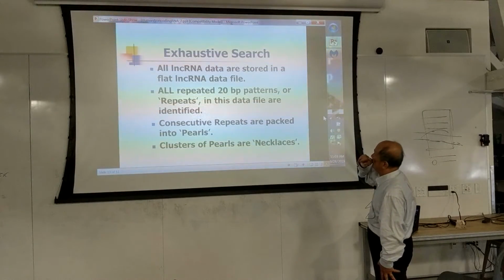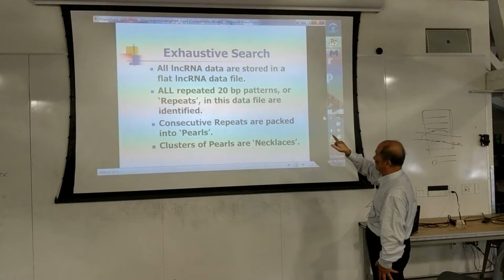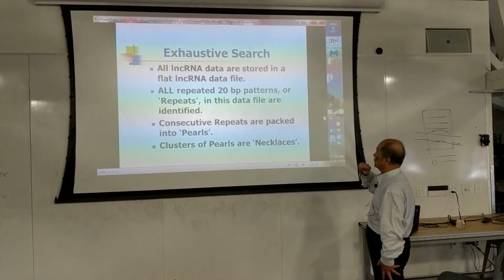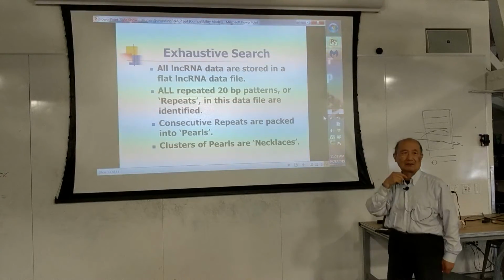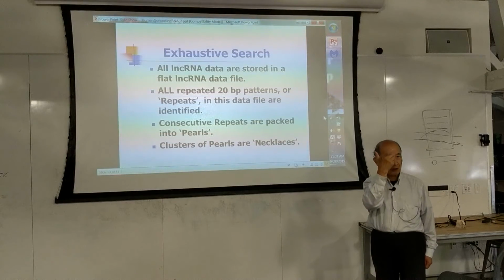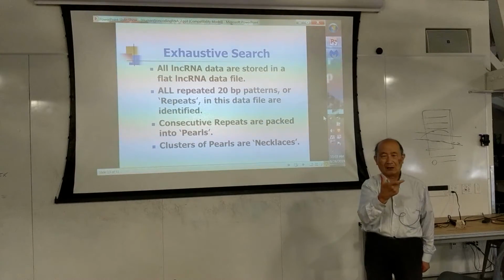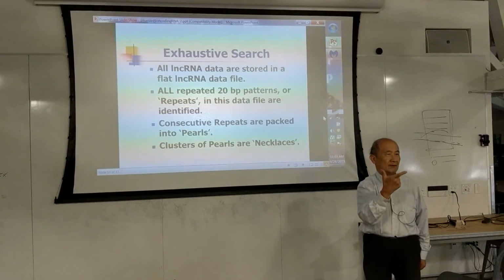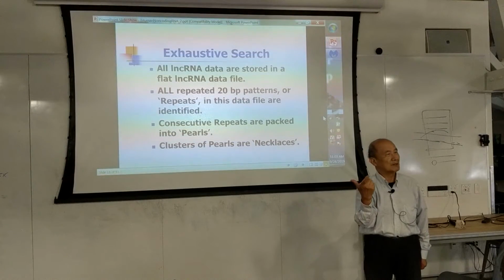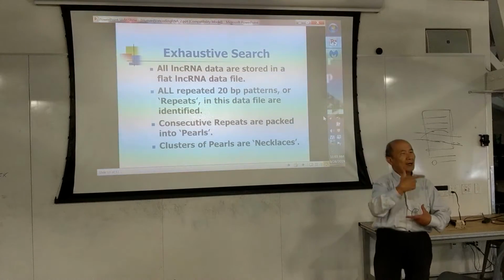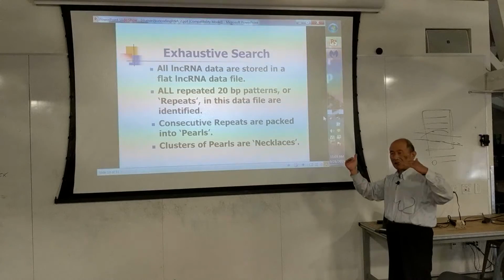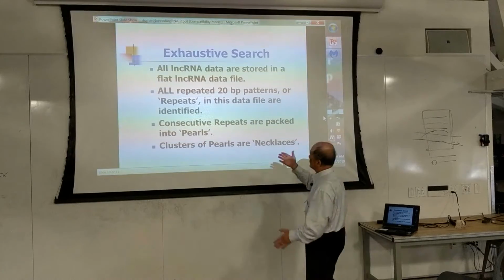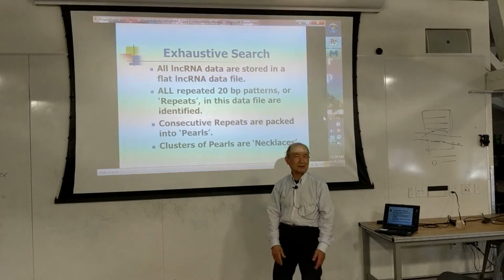Now I look for repeated 20 base pair patterns, and these are called repeats. I locate all the 20-base patterns which are repeated. If they're not repeated, I think they might not mean anything. If they are repeated anywhere in the data file, I make a record of it. So I have collected a huge amount of repeats. What do I do with the repeats?